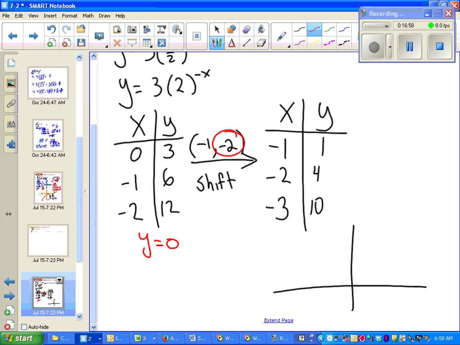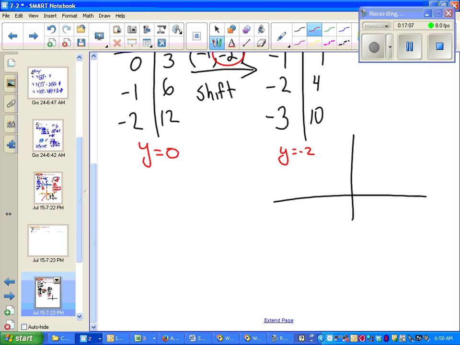So first thing I'm going to do in my graph is put in my asymptote at y equals -2. If you draw your graph and it looks like your asymptote's at 0, you end up missing a point. Looks like I need to go all the way up to 10.